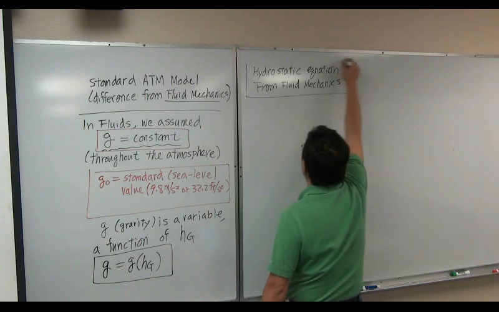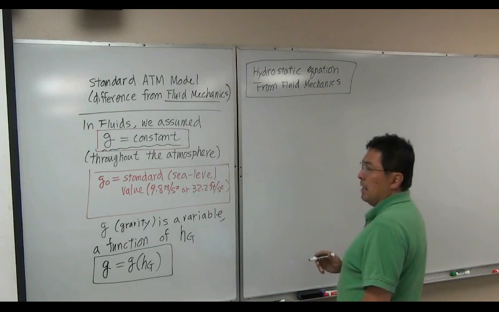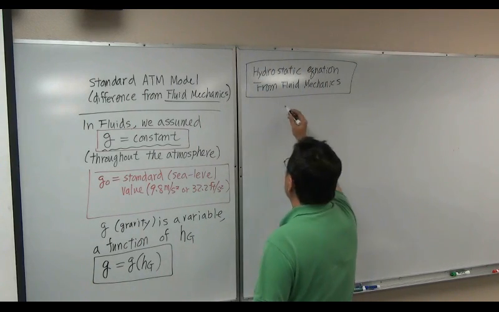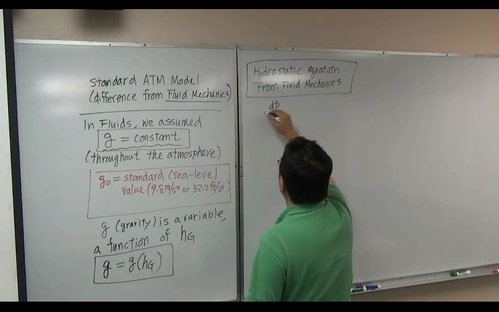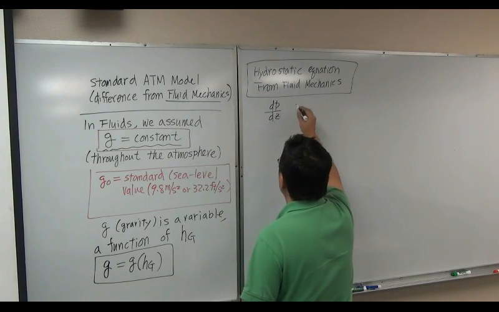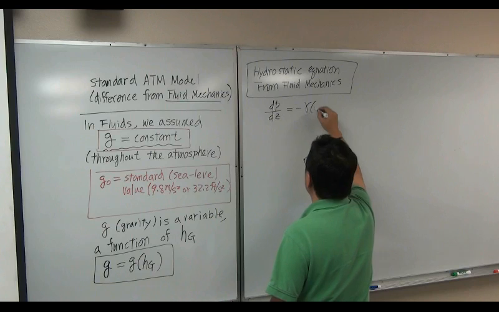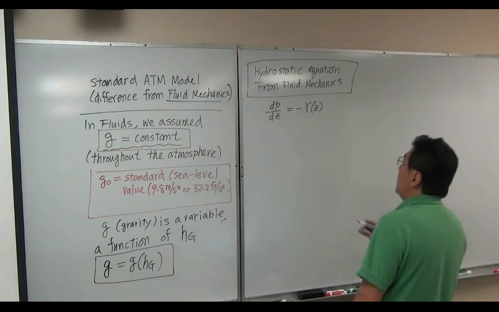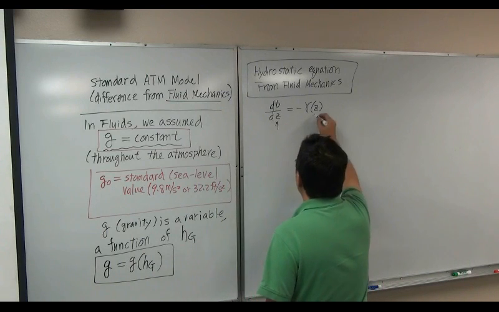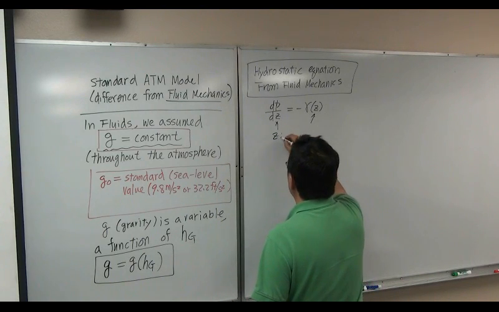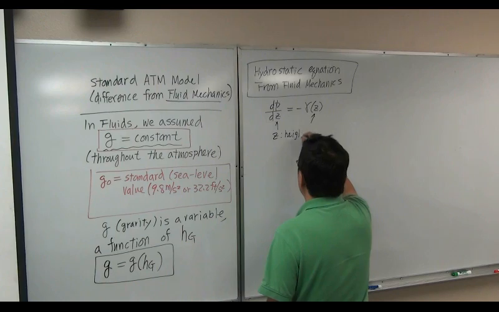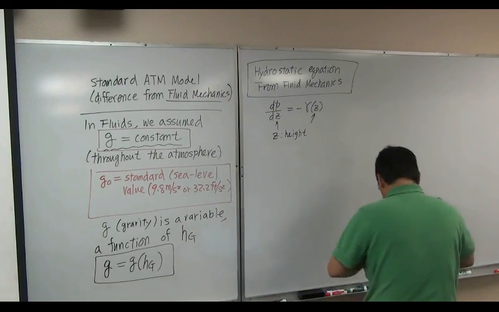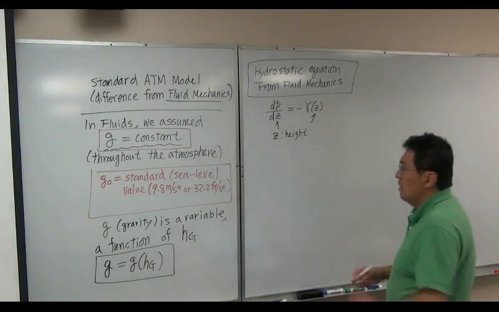Do you remember the hydrostatic equation from fluid mechanics? I hope so. dP/dz is equal to minus gamma as a function of z. This is the hydrostatic equation from fluid mechanics. Keep that in mind. z is height.